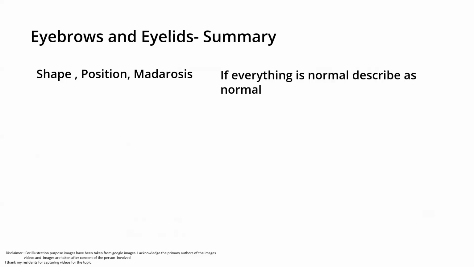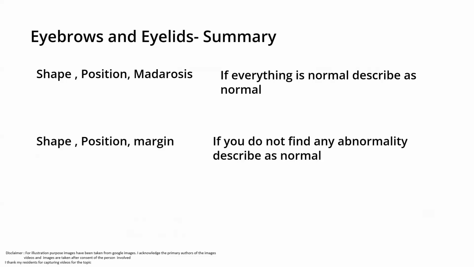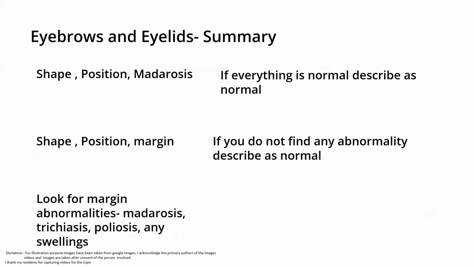So in summary, when you're examining the eyebrows and eyelids, for eyebrows, you will look for the shape, the position, and loss of eyelashes, madarosis present or not. If it is normal, you'll just write eyebrows normal. You'll not say shape, position normal, no madarosis or anything like that. So if everything is normal, describe as normal. Eyelids, again, you'll look at the shape, position, and the margin. Then if you don't find any abnormality, describe as normal. Then you look for any margin abnormalities like loss of eyelashes, trichiasis, tylosis, or any swellings present.